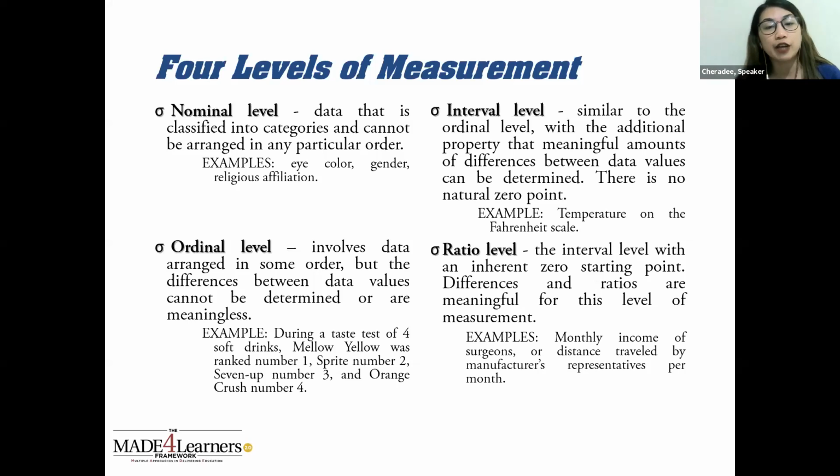Sprite is number 2, 7-Up number 3, Orange Crush is number 4. Because it might be that for this group, Mellow Yellow is number 1, but if you do test another set of subjects of interest, their results might be different as well. So that's just ordinal level. Okay, you rank them according to order.